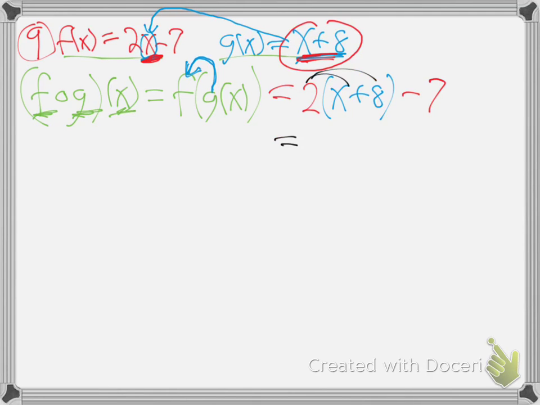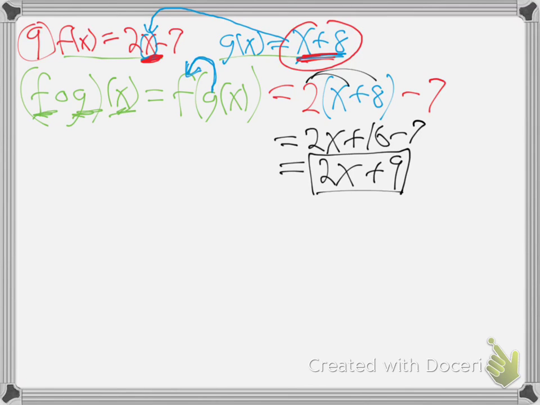So distribute 2x plus 16 minus 7. 2x, getting a little scribbly here. What is that? Plus 9? 2x plus 9. So there's the first answer.